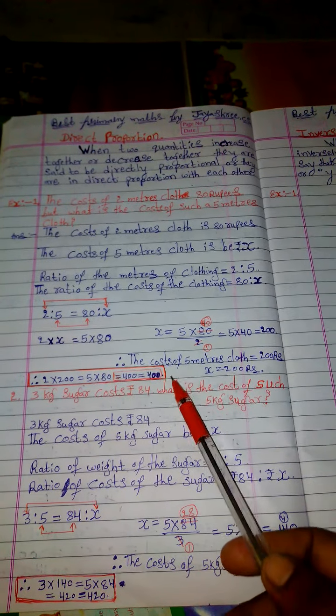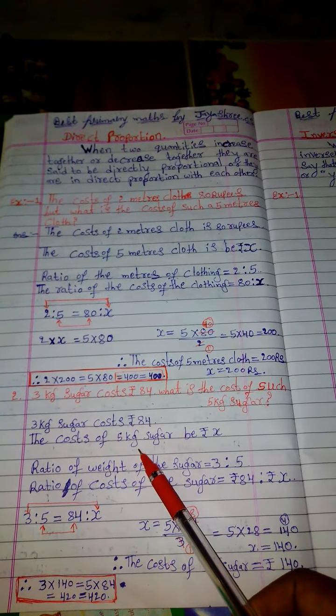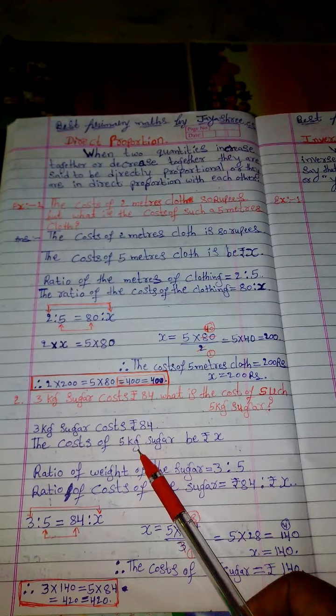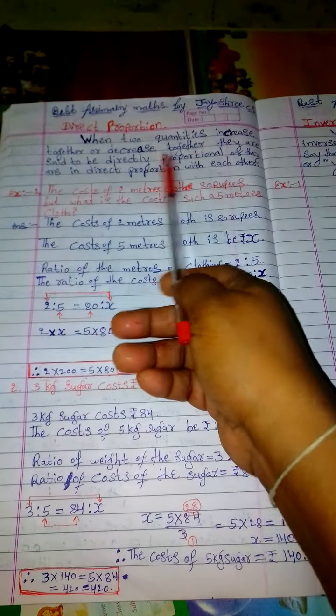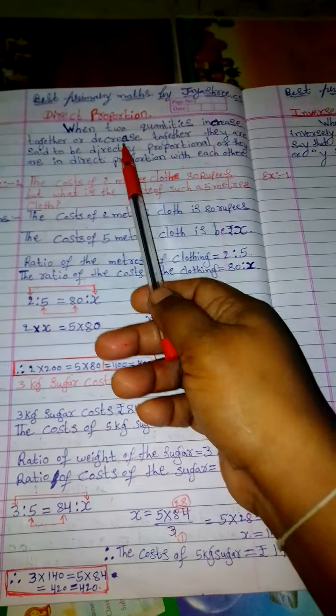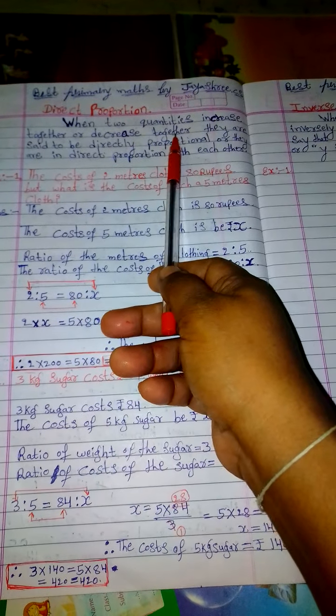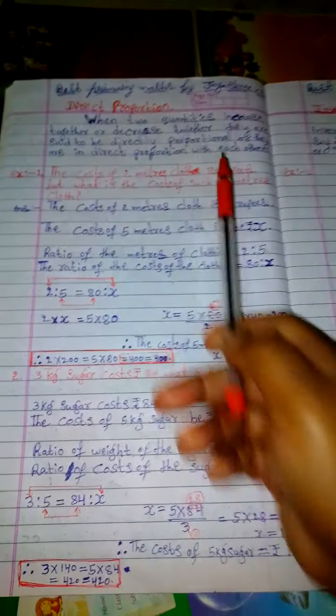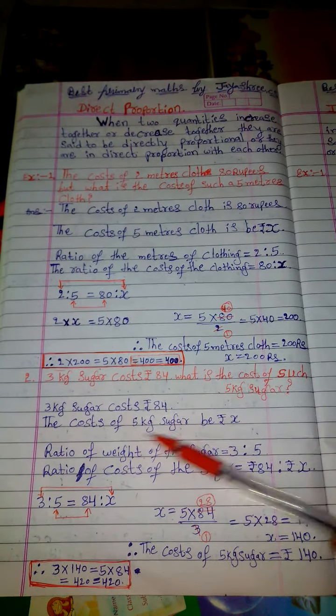So this example is a direct proportion also. Here two quantities are increased together, so this is direct proportion.